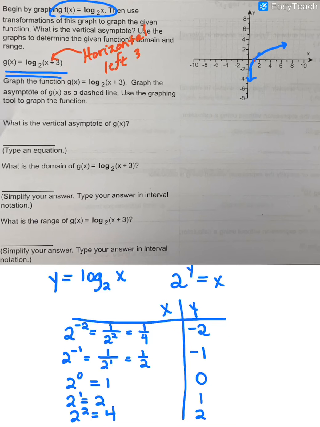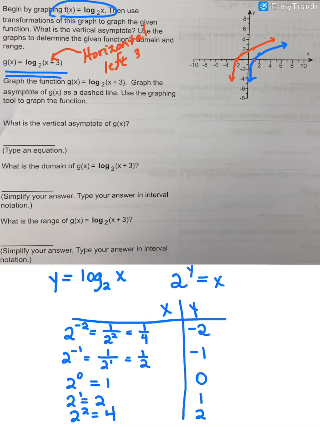So this (1, 0) will now be at (-2, 0). The (2, 1) is now going to be at (-1, 1). And then the (4, 2) is now going to be at (1, 2). So everything got shifted to the left by 3 units. So there's my new graph.